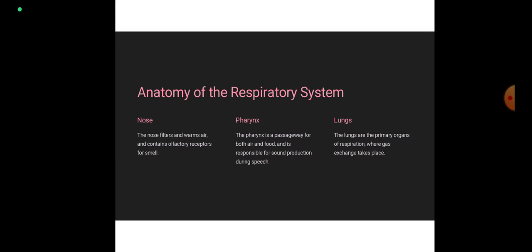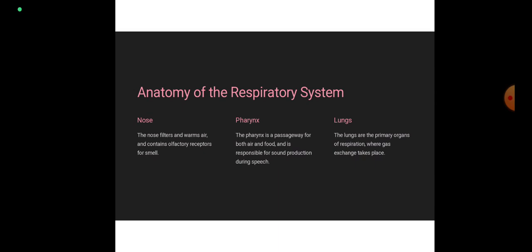Anatomy of the respiratory system. First is the nose. The nose filters and warms air and it contains olfactory receptors for smell. Pharynx. The pharynx is a passageway for both air and food. It is responsible for sound production during speech.